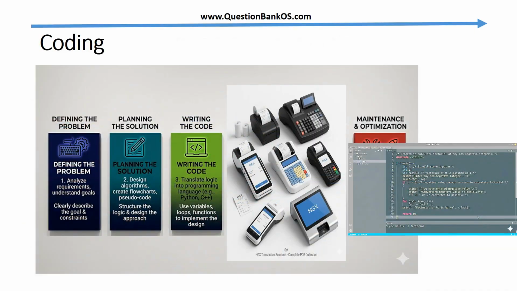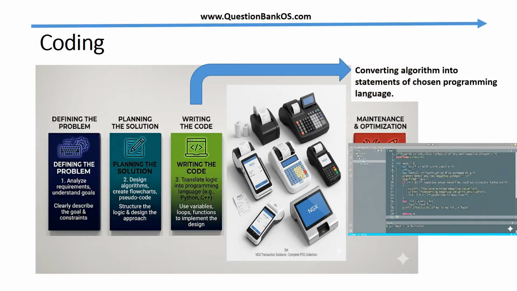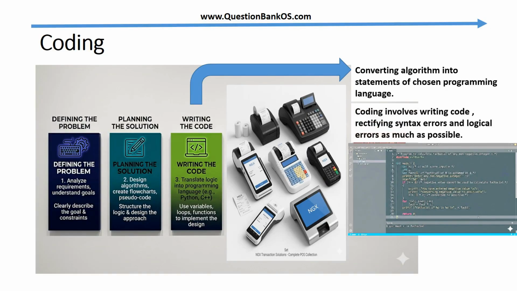Now we transition from planning to the actual implementation phase, coding. This step involves converting our designed algorithm into clean, executable statements using our chosen programming language. The practical coding process focuses on translating logic into clear structures by utilizing variables, loops, and functions. Crucially, this phase demands rigorous debugging to identify and rectify syntax and logical errors as much as possible, ensuring stable and reliable performance across all target devices.